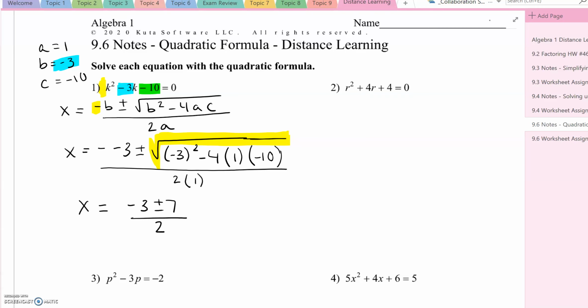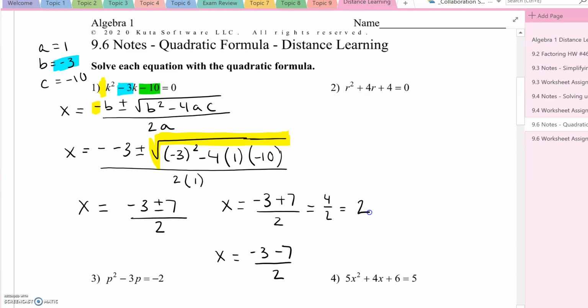So to get our two x values, remember for a lot of these you have two x values, we are going to break this into two separate problems. So x is either -3 plus 7 over 2, or x is -3 minus 7 over 2. So -3 plus 7 is 4 over 2, which is just 2. And this is -10 over 2, which is -5. So that means x equals -5, or x equals 2 are our answers there.